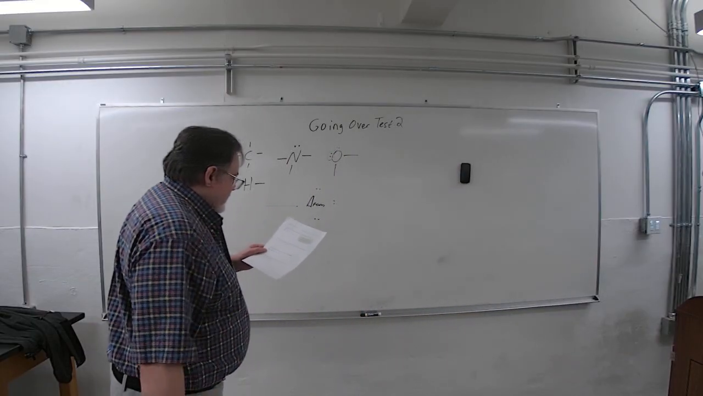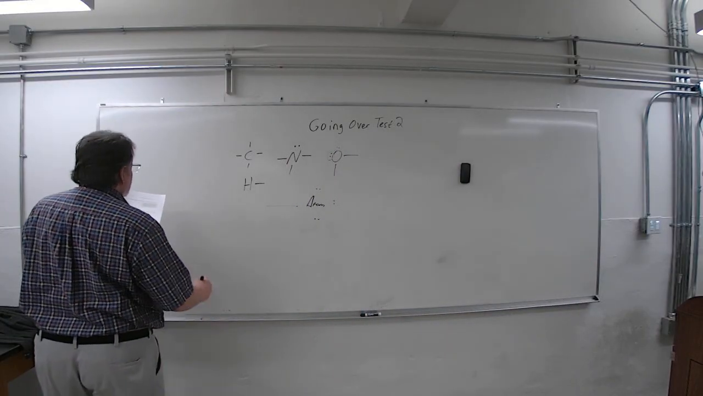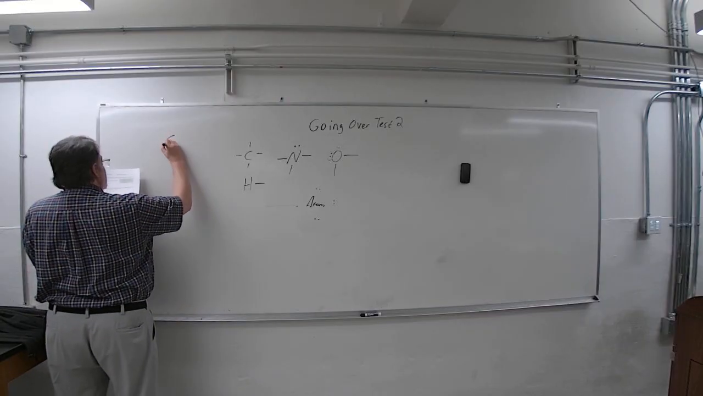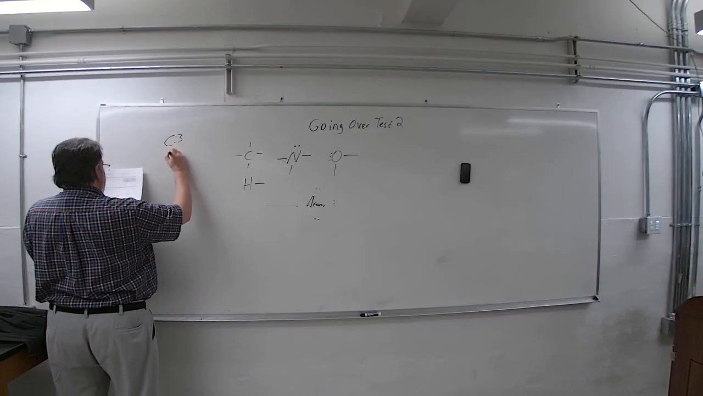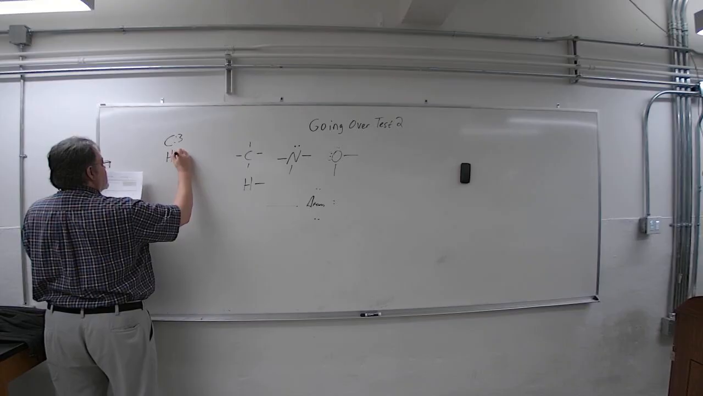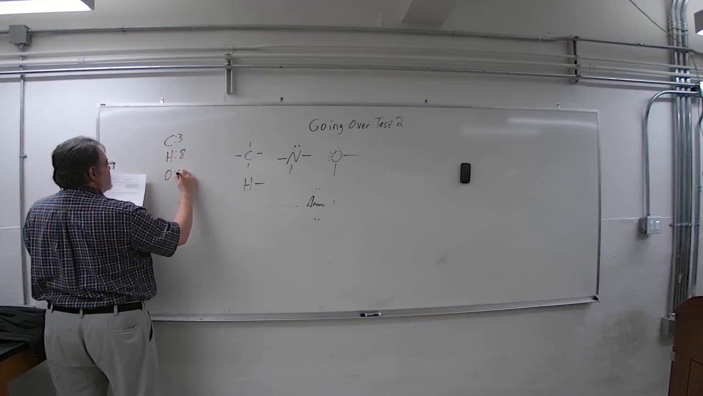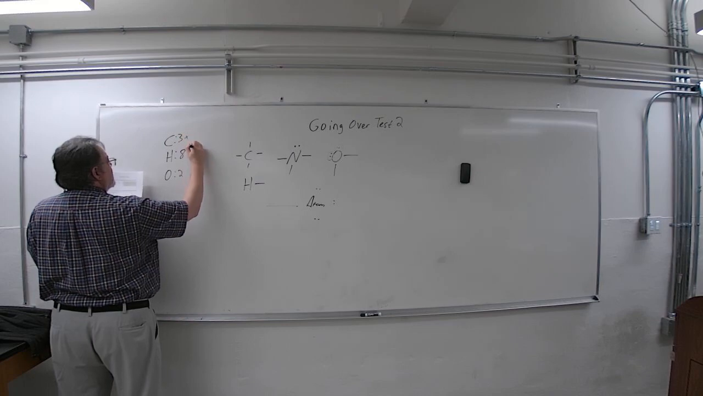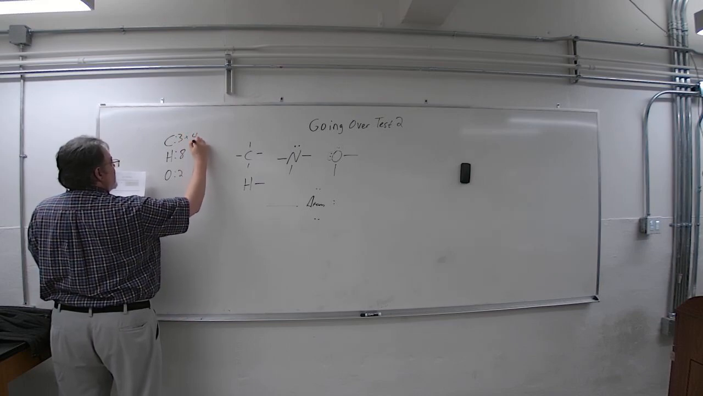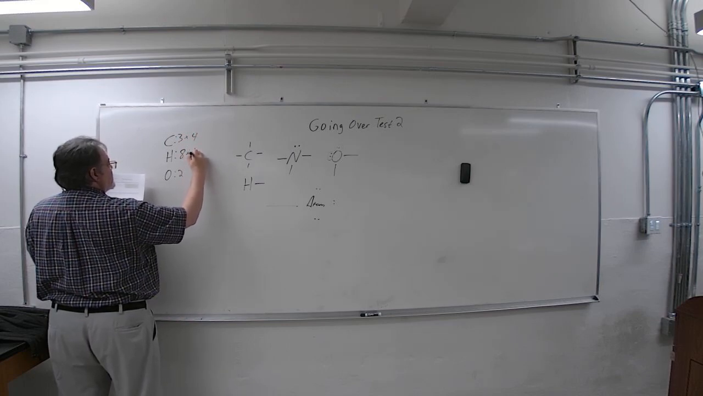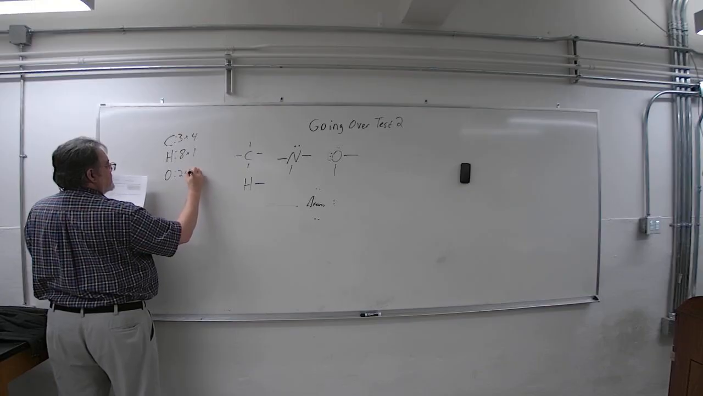How many valence electrons are in this molecule? We've got carbon, we've got 3 of them. Hydrogen, we've got 8 of them. Oxygen, we've got 2 of them. Carbon has 4 valence electrons. Hydrogen has 1. Oxygen has 6.